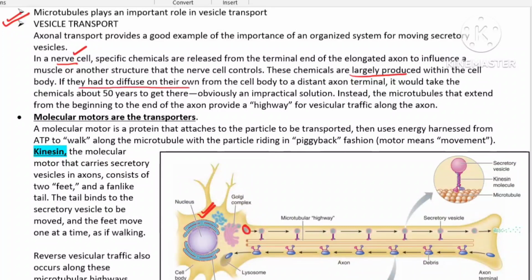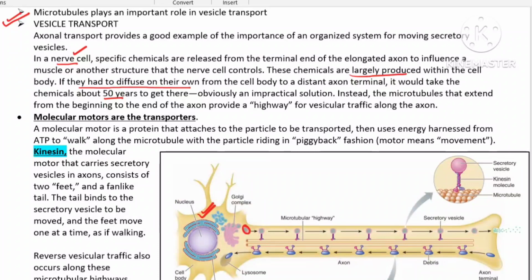Now, suppose this vesicle, which is carrying the neurotransmitter produced in the cell body, has to diffuse on its own to the end of the axon terminal, we say it will take nearly 50 years to get there. But this problem is solved with the help of the motor proteins, with the help of microtubules. The interaction of motor proteins and microtubules helps in the movement of the secretory vesicles.